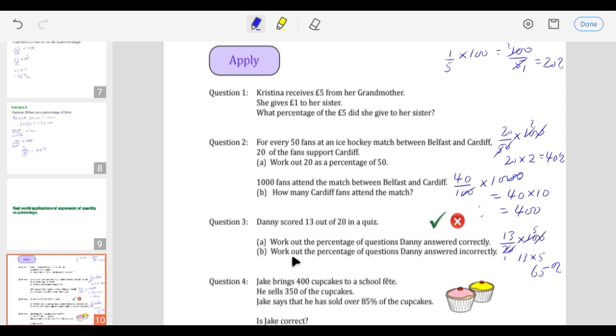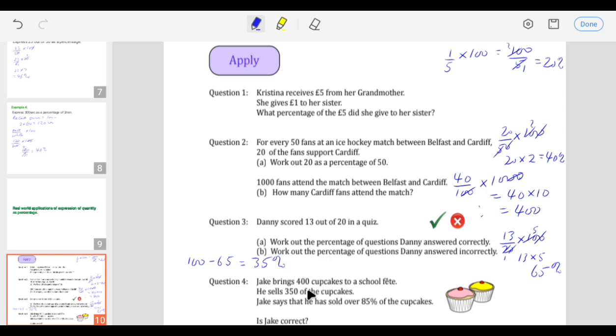The next question says work out the percentage of questions Danny answered incorrectly. Now, if Danny answered 65% correctly, what is the percentage of the questions that Danny answered incorrectly? So that will be 100 minus 65, going to give us 35. Danny answered 35% incorrectly.